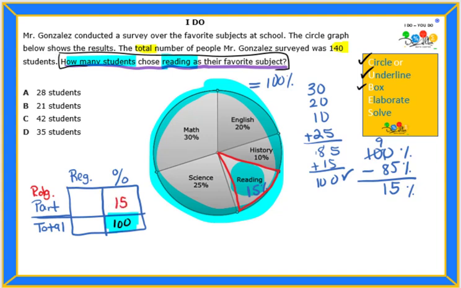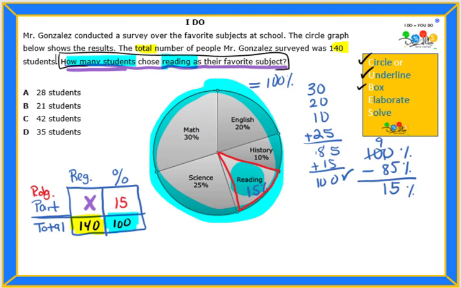Now let's look back at the story problem. One of the things that we highlighted was the total. The total number of people Mr. Gonzalez surveyed was 140. So we have a total, but that total is not in percent. It is a regular number. So we are going to put that here. That leaves us with the regular number for the reading part, and that's what they're asking us. They're asking us how many students. So we don't know. That's our x.